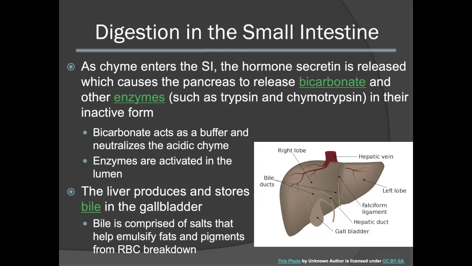The liver produces and stores bile in the gallbladder. Bile is comprised of salts that help to emulsify fats in the diet. They also contain various pigments from the breakdown of red blood cells.